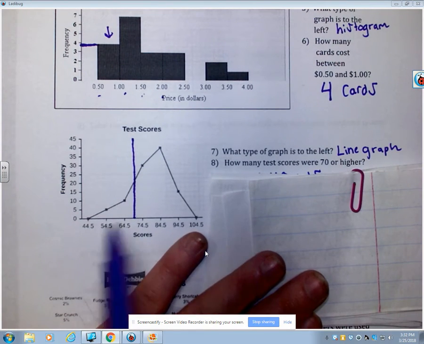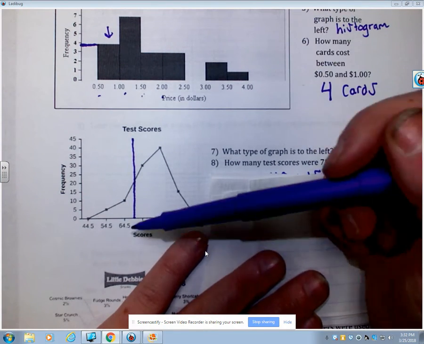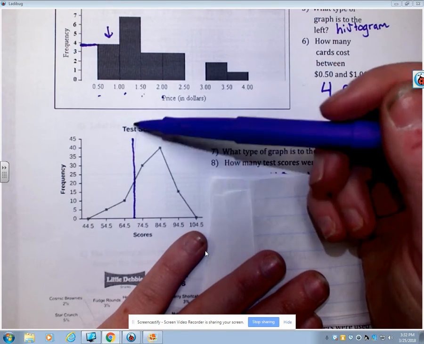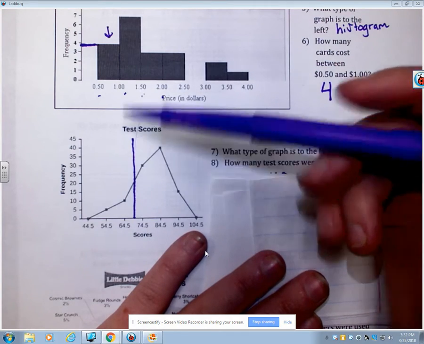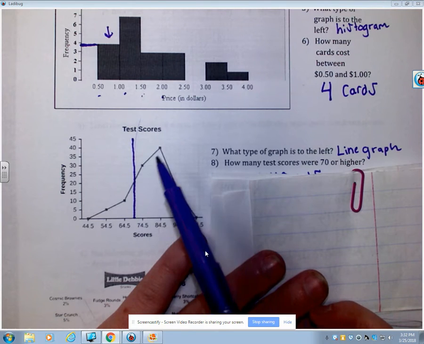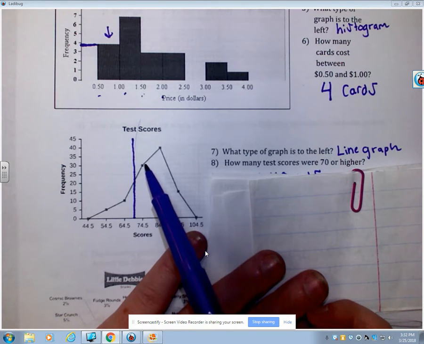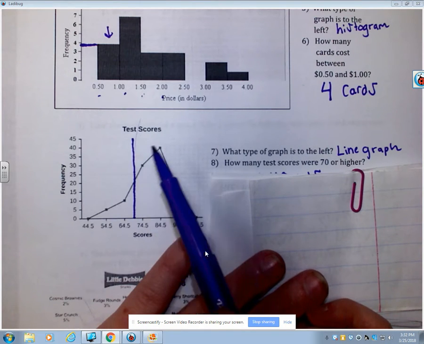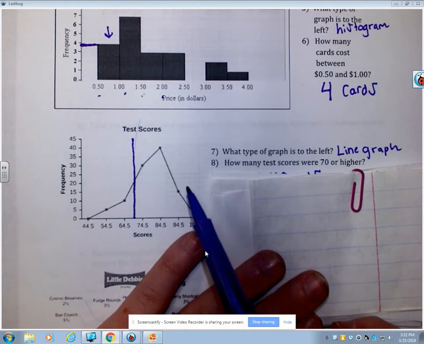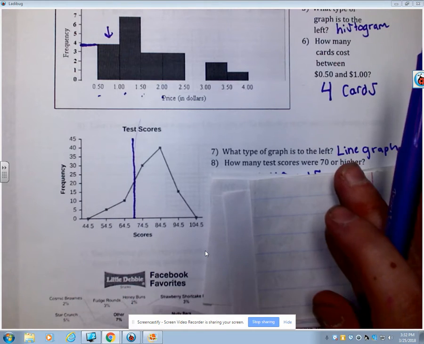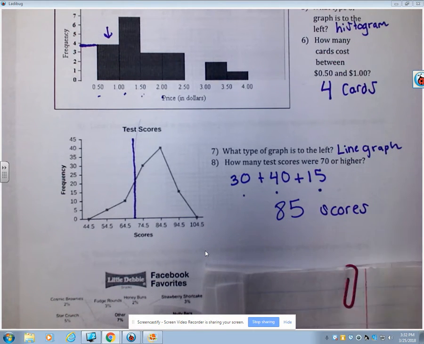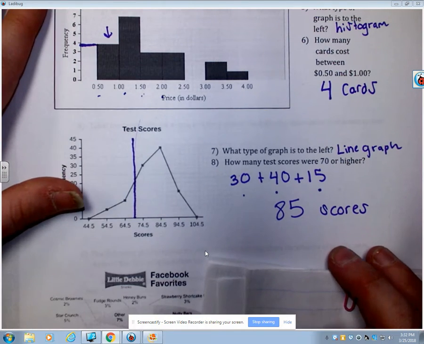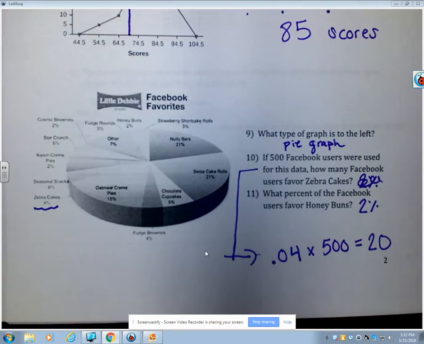We don't really have a 70 on the scores row, so I drew one in myself where I think 70 should be, right in here. Then I add up the scores that are greater than this. About 30 people scored a 74.5, about 40 people scored an 84.5, and about 15 scored 94.5. If we add those together, there were 85 test scores that were 70 or higher, which is pretty good.